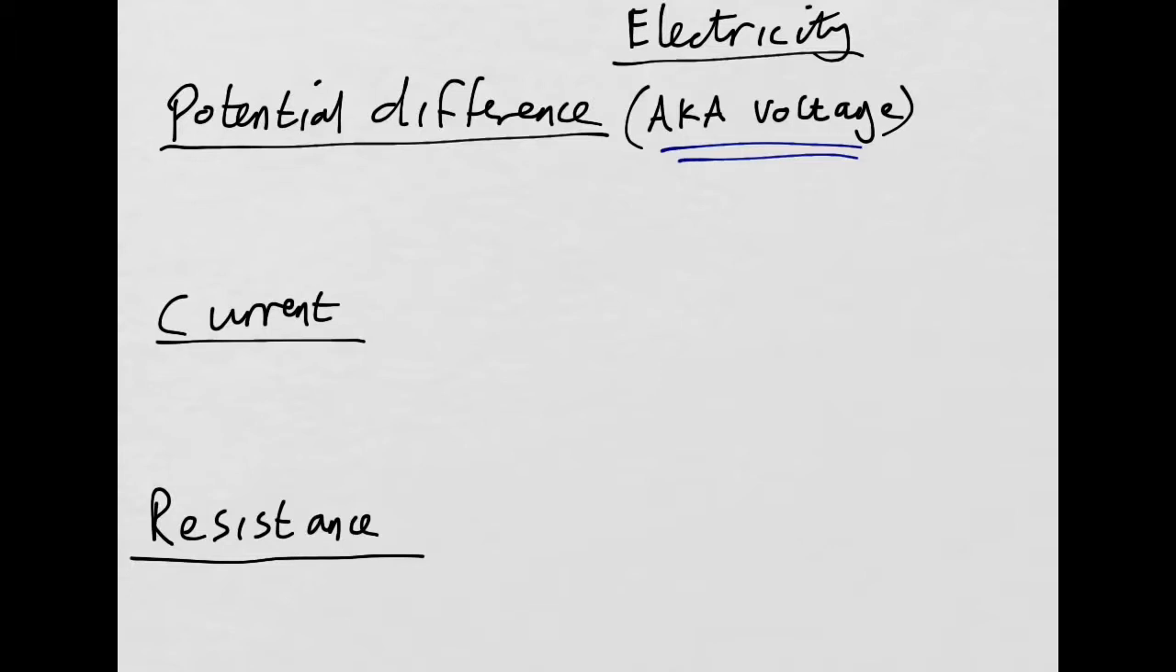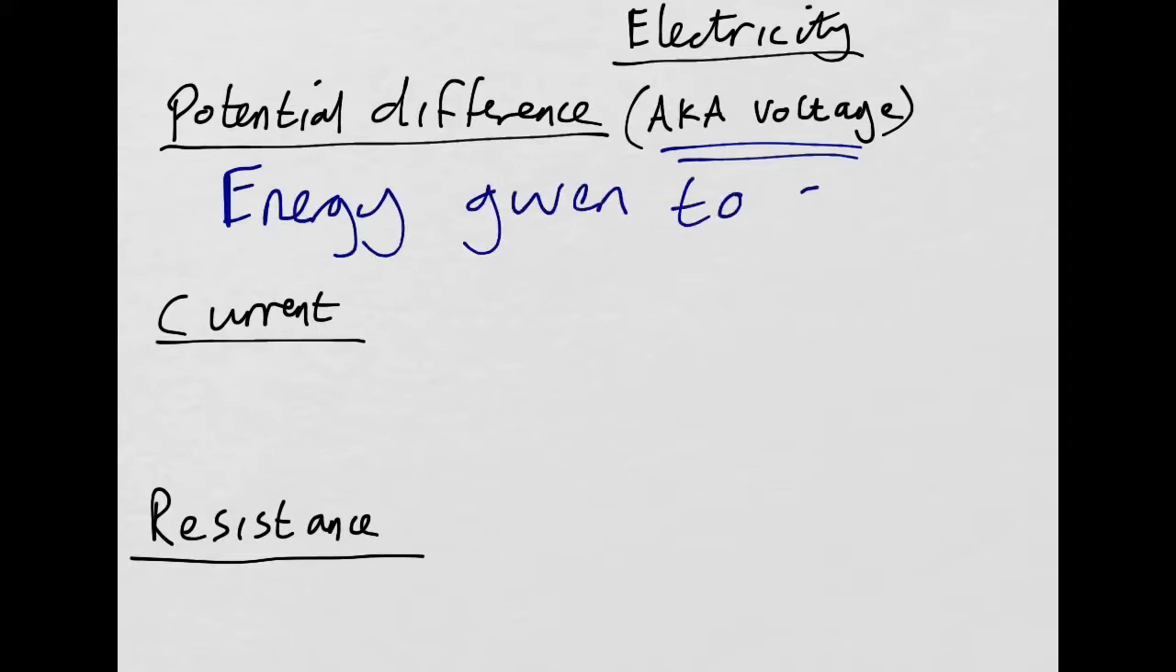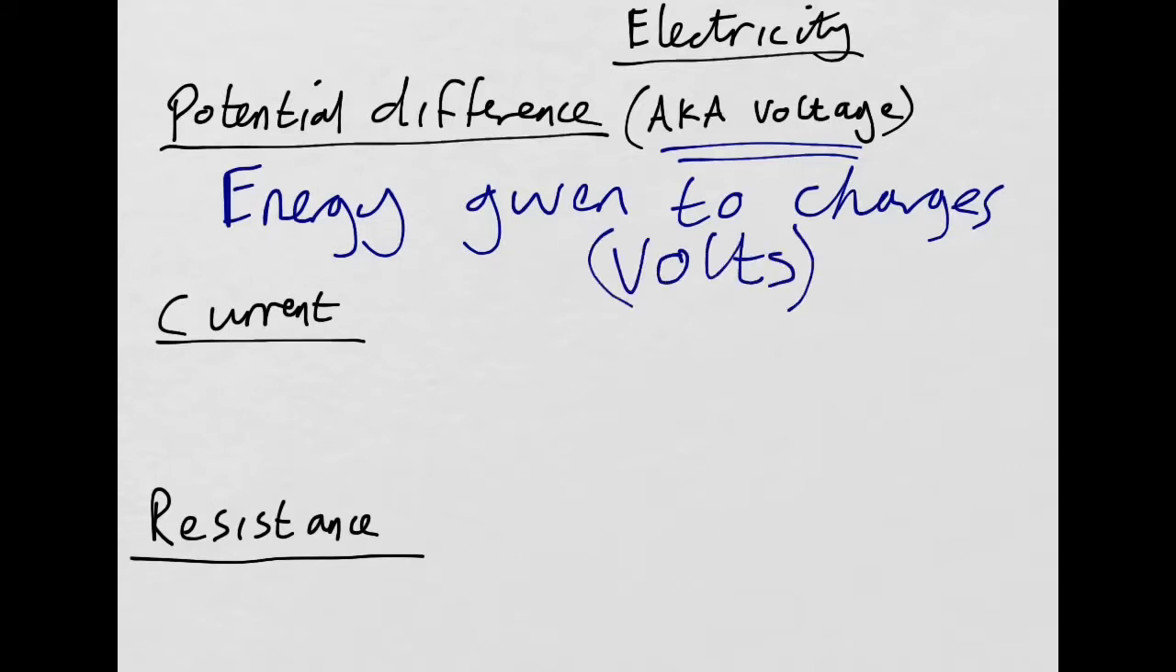So potential difference, I like to think of it as the amount of push that you're going to give these charges. So how hard you push them, in other words. The more technical way to describe it would be the amount of energy that you give to the charges. So amount of energy, let's write this. Energy given to charges. You push them harder, they'll flow faster, right? Well, this is measured in volts. So energy given to the charges, the push that you give them, measured in volts.